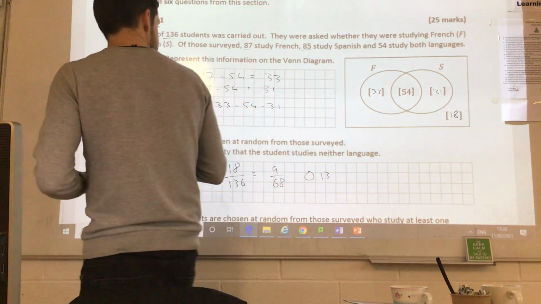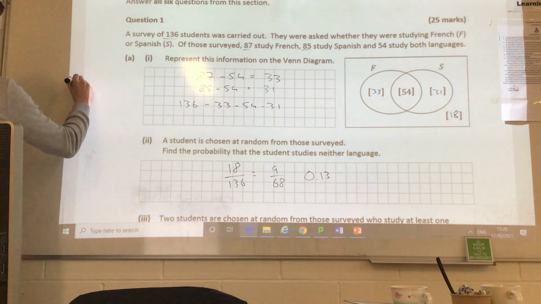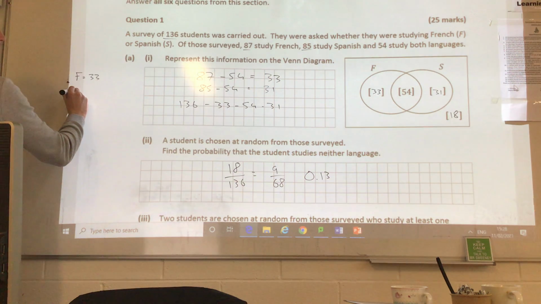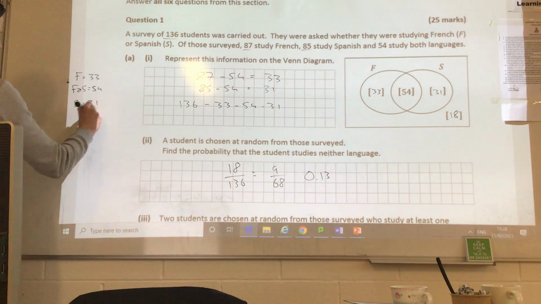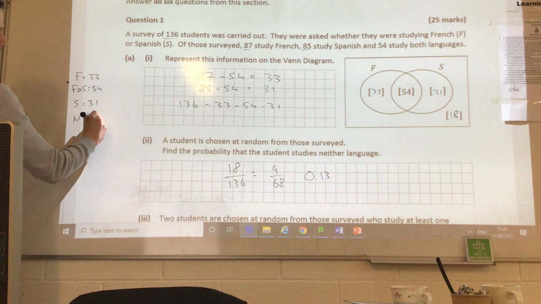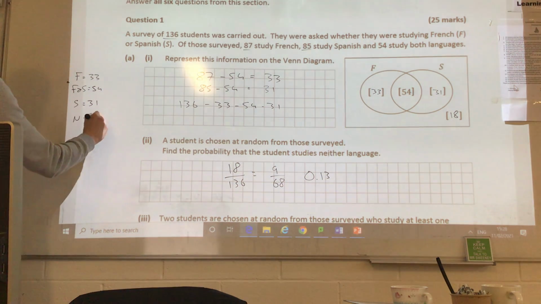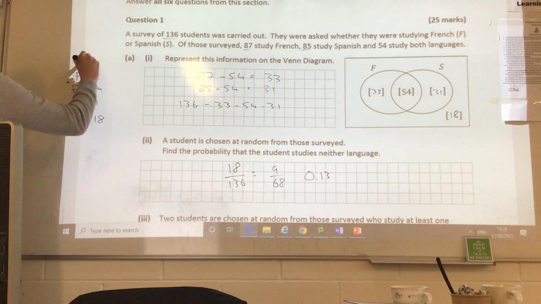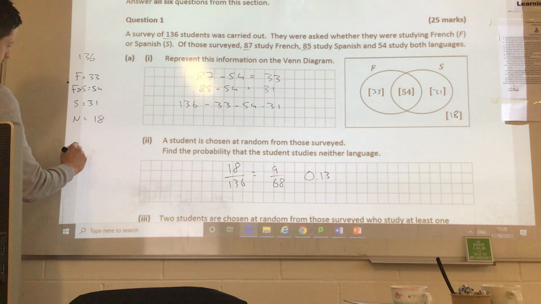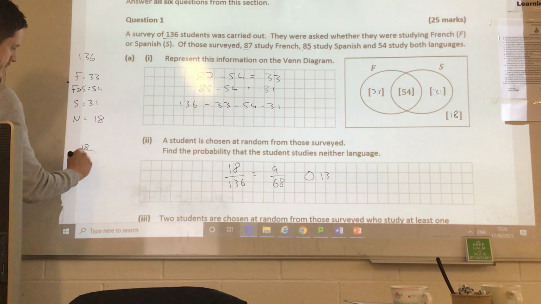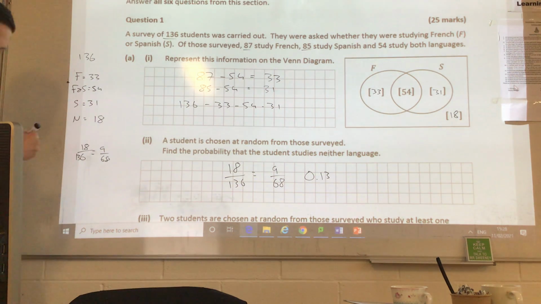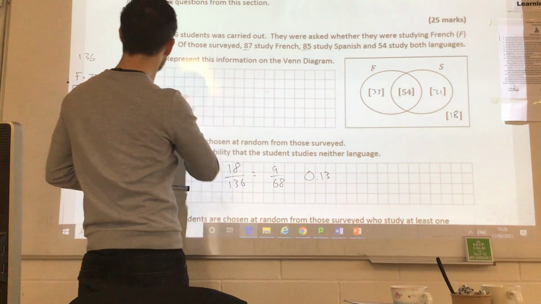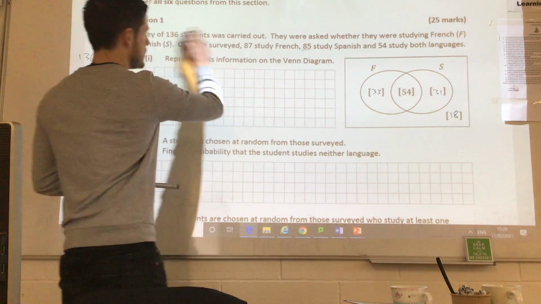So moving on from this, I'm just going to write down the figures here because I might need them. So French is 33, French and Spanish is 54, Spanish is 31, neither is 18, and I know that there's 136 in total. Let's also write down the probability that it studies neither, which is 18 over 136, which is 9 over 68, just in case we need those. Right, so second part now. I'm going to scroll up for this.